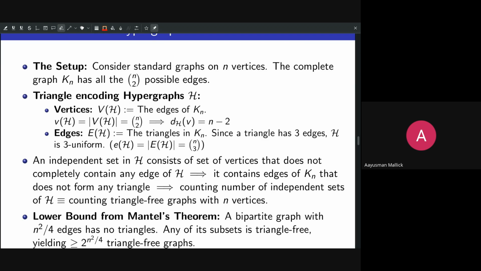So we are trying to count all possible graphs up to isomorphism on n vertices which do not contain a triangle. So we are trying to construct a hypergraph through which we can come up with some technique such that from that hypergraph we can count triangles. Now, why are we considering triangles? That we will come to in a bit.